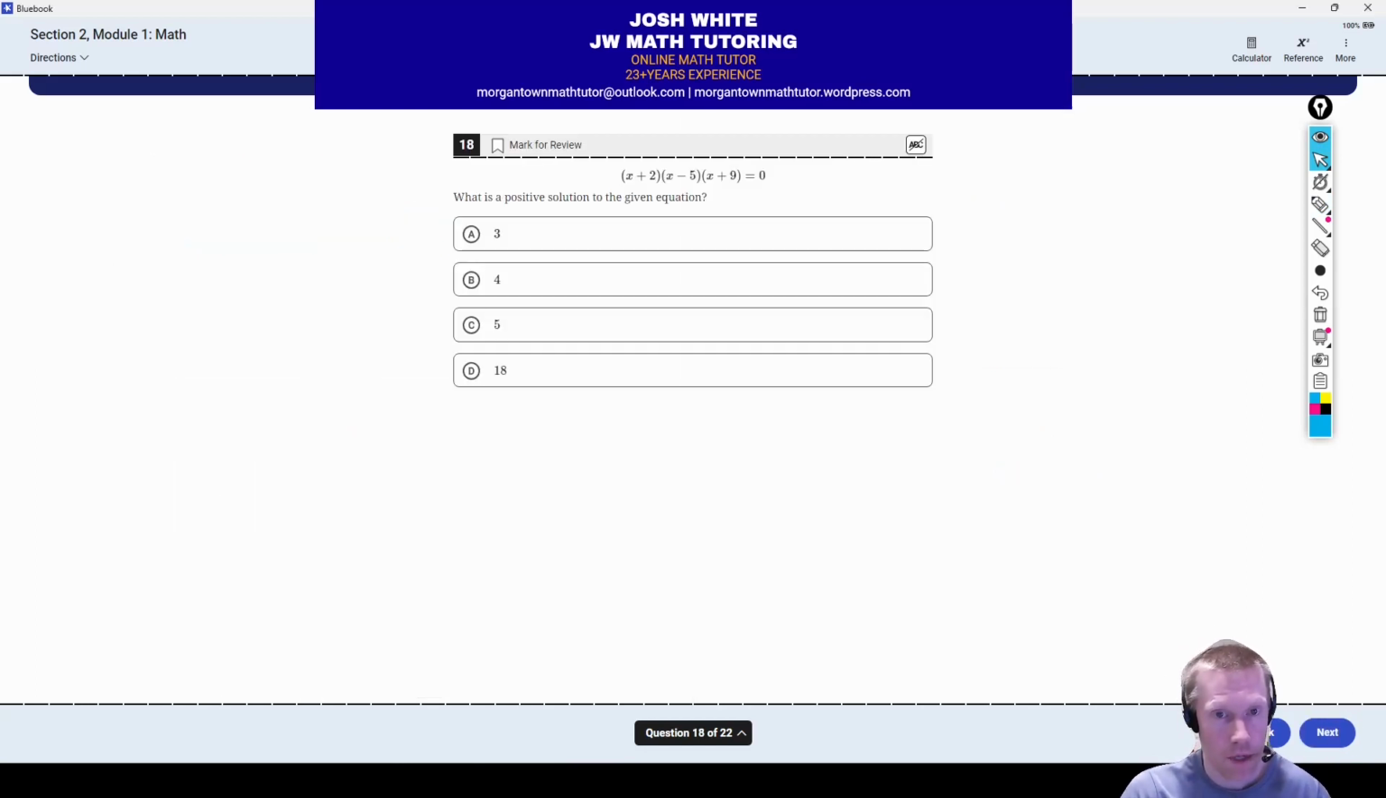All right, next up we have an equation right here, and it's asking for the positive solution to it. Hopefully you recognize this equation. Since it's already factored and already equal to 0, it's going to have 3 solutions. They're going to be -2, you set x plus 2 equal to 0 and then subtract 2. This one's going to be +5. This one's going to be -9. Which one is the positive solution? Well, obviously 5. The other two are negative numbers, so just get rid of them. Correct answer is going to be C.